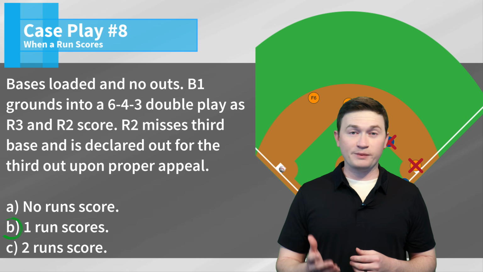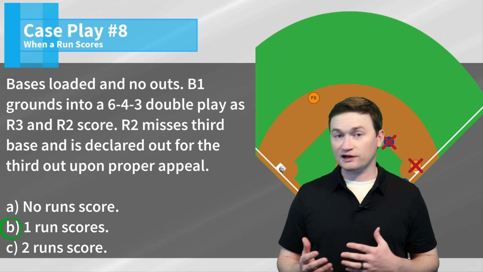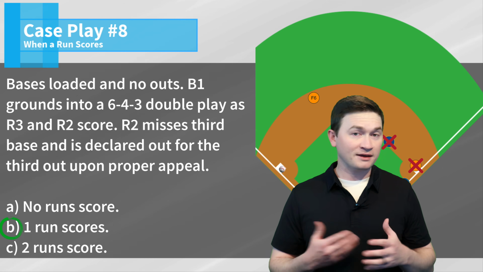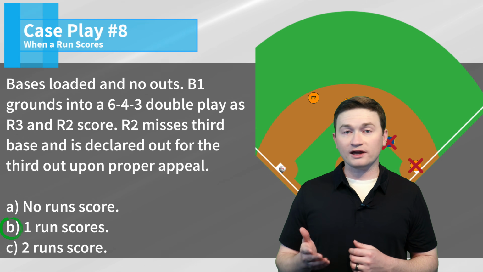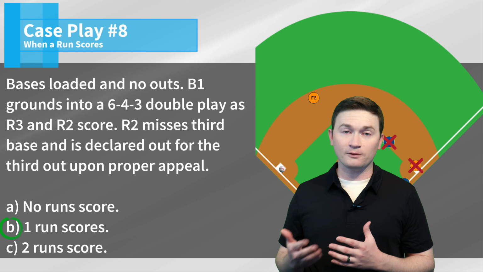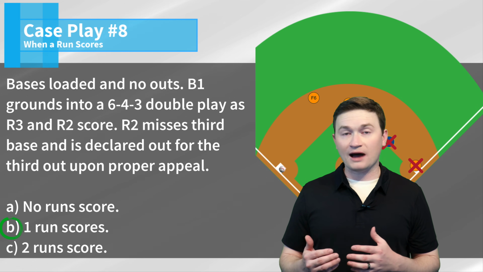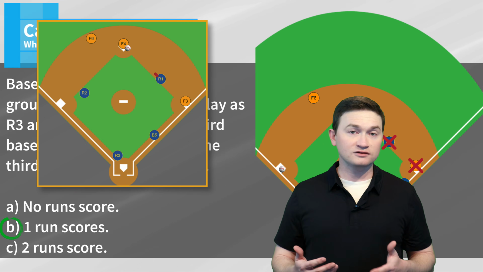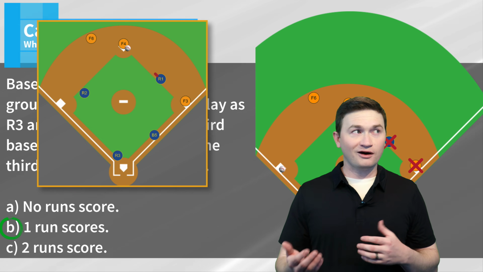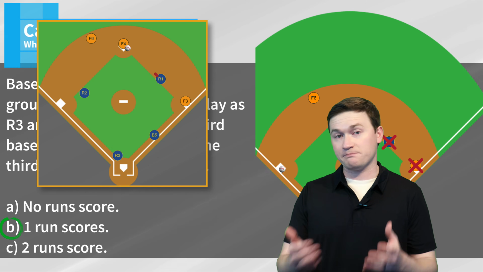The correct answer here is B, 1 run is going to score. Now, I understand that that sounds contradictory to the last case play, and it kind of can feel that way for sure. But when we look at this play on a 6-4-3 double play, the logic that you're supposed to have here is that the out at second base was made before R2 missed third. So because of that reason, R2 missed third base at a time when they weren't forced to that bag.